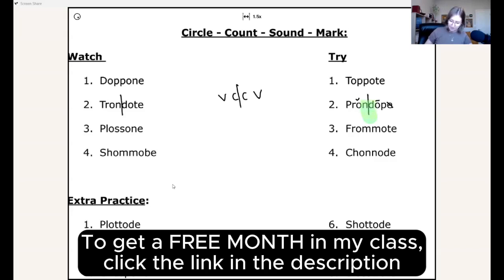Okay. So for this word, I almost just read it, we have that short O saying ah because of the 2 consonants after it. We have this O saying O because there's a vowel 1 or 2 doors down. And we have a silent E. So our sounds are P, ah, N, D, O, P.